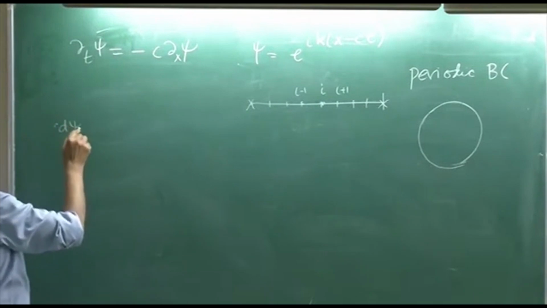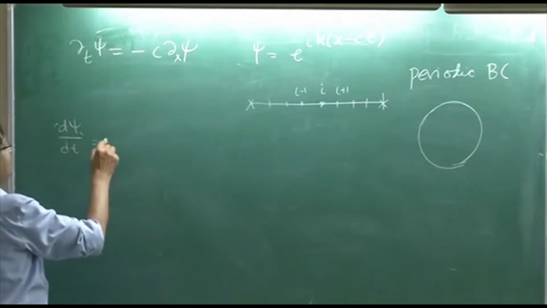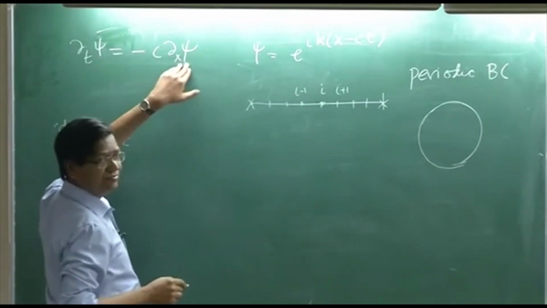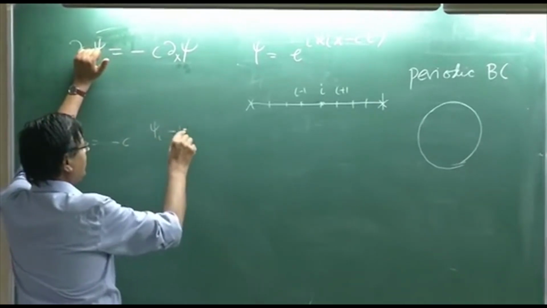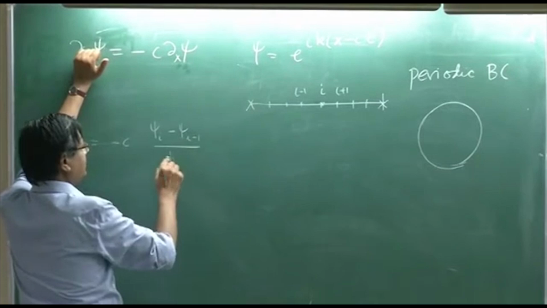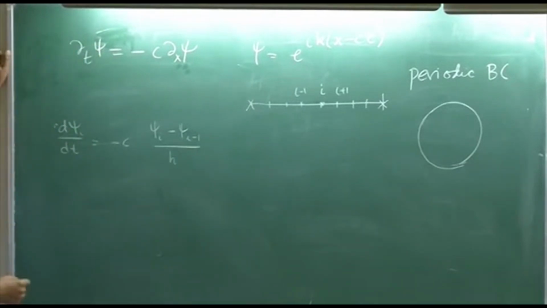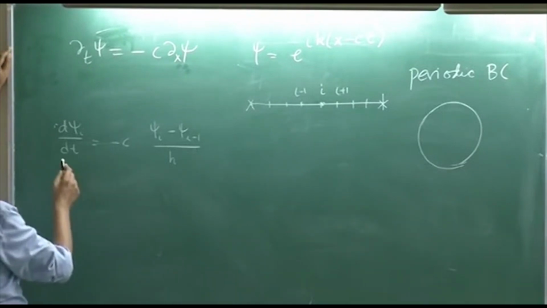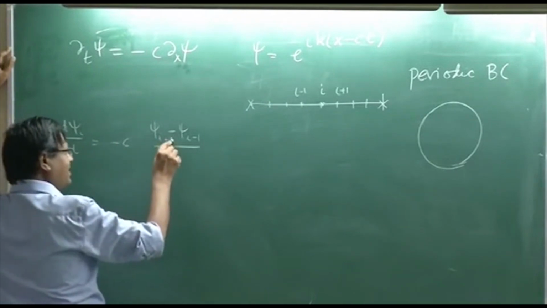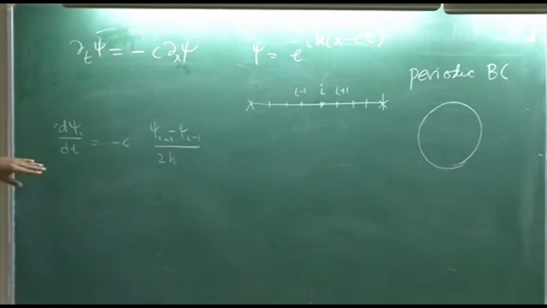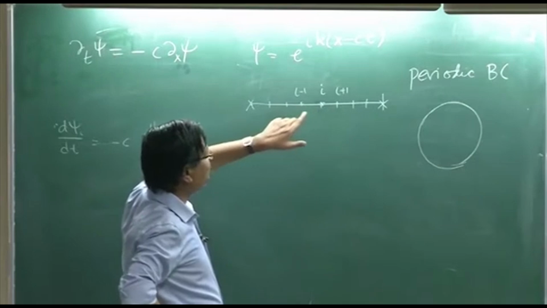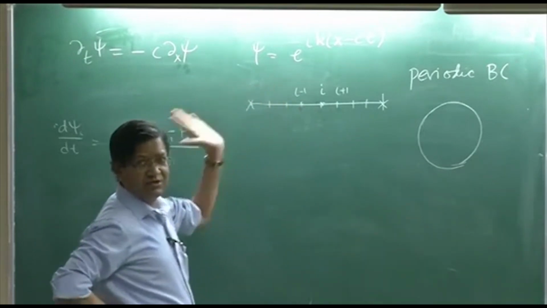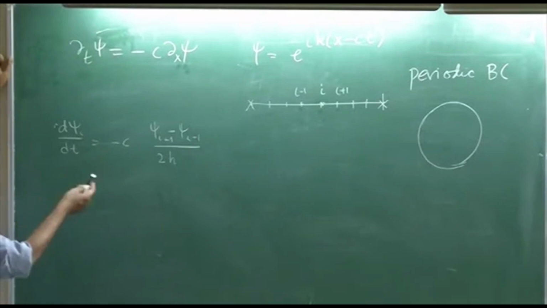So d psi_i by dt is minus c times the spatial derivative. Now I can use Euler scheme for this first order derivative. I'll write this as psi_i minus psi_(i-1) by h. Or let's make a more accurate scheme: psi_(i+1) minus psi_(i-1) by 2h. So this is the central difference, the derivative at this point is psi_(i+1) minus psi_(i-1) by 2h. Happy?